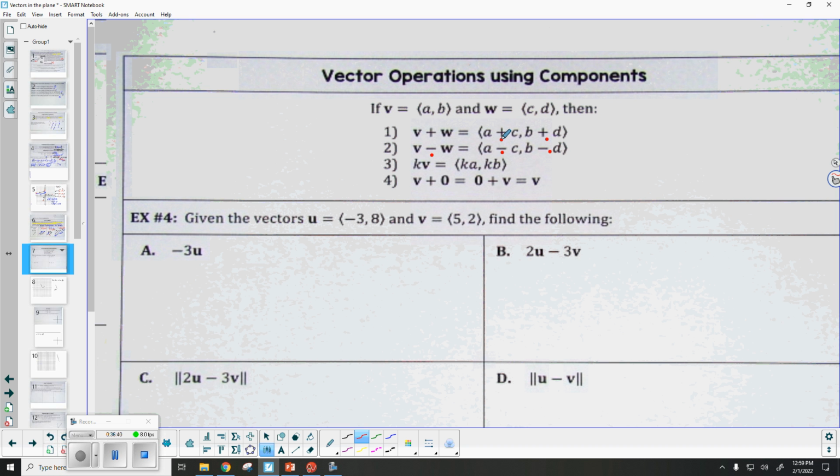If you want to multiply the vector by a scalar, you just distribute that scalar to each part, both the horizontal and the vertical. And then if I have a vector that I'm going to add to 0, that's equivalent to 0 plus the vector, well, that's just the vector itself. Okay. So these rules are going to make a little more sense tomorrow once I start showing you the examples.